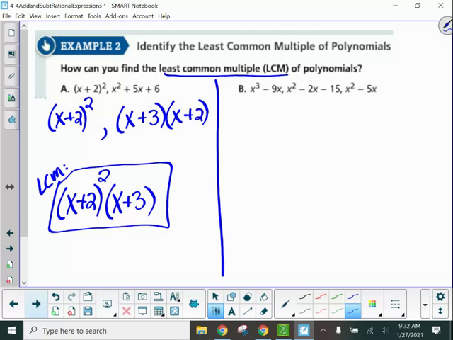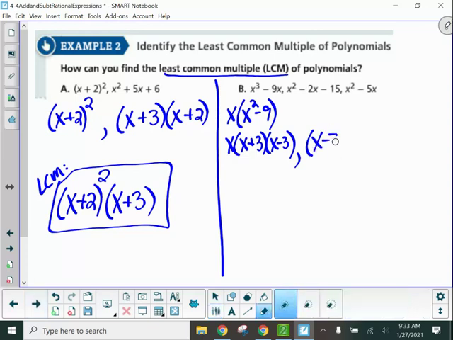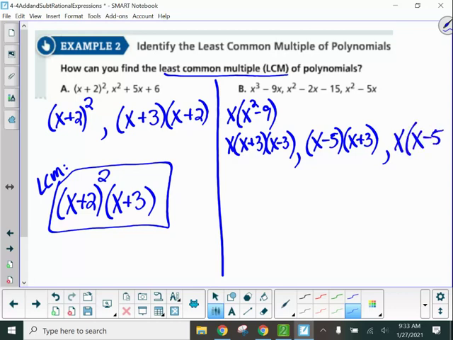For part B, we have three different polynomials. The first one, x cubed minus 9x, I can factor out an x. I'm left with x squared minus 9, and then x squared minus 9 actually factors into x plus 3 times x minus 3. So that's the first polynomial. The second one, x squared minus 2x minus 15, factors into x minus 5 and x plus 3. And then the last one, x squared minus 5x, we can take out an x, and we're left with x minus 5.